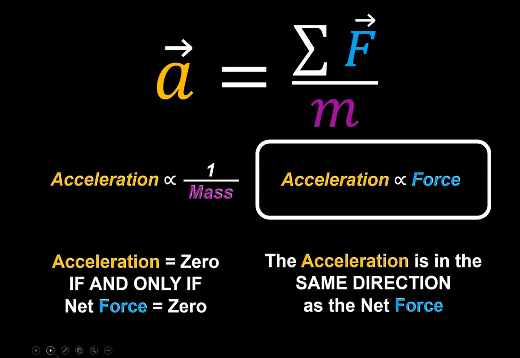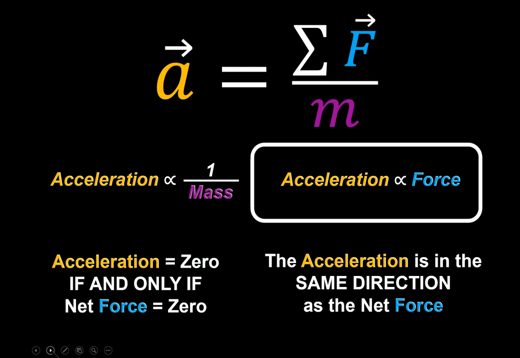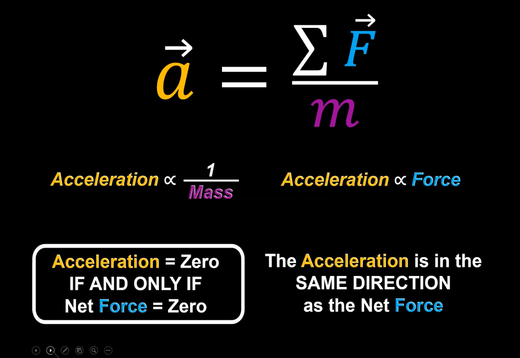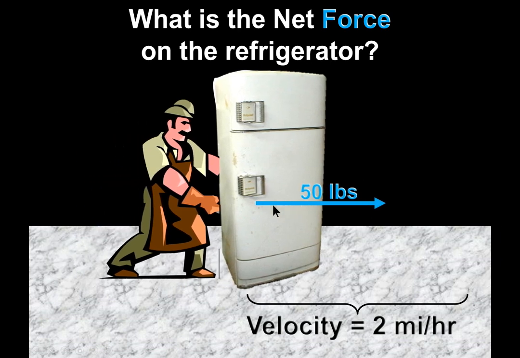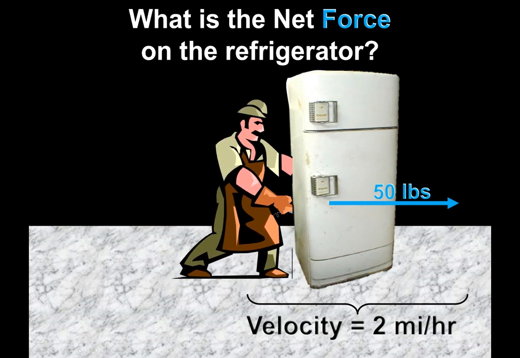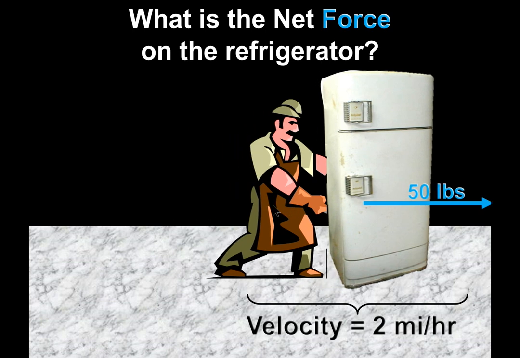Kind of way to think about it. So now we're going to jump to the acceleration is 0. So again, this is going back to equilibrium. So what is the net force on the refrigerator? He's pushing at 50 pounds, and the velocity is 2 miles per hour.